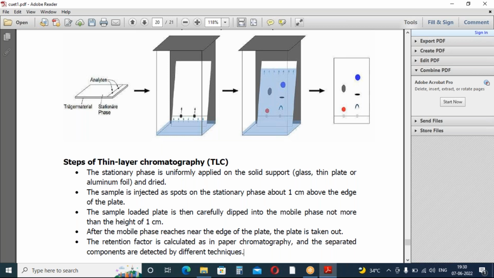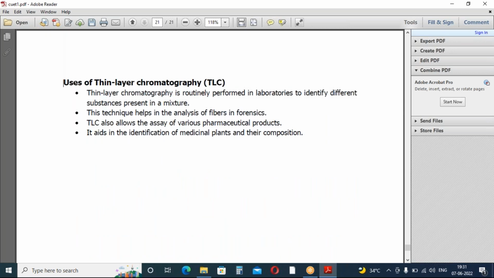You can observe, like in paper chromatography, here we are taking a glass plate, or thin plate, or aluminum foil, and the sample is applied as spots onto the stationary phase. This is dipped into the mobile phase, or the solvent, and that causes the movement of the components present in the mixture along with the mobile phase. That means elution occurs with the mobile phase. That is called thin layer chromatography.